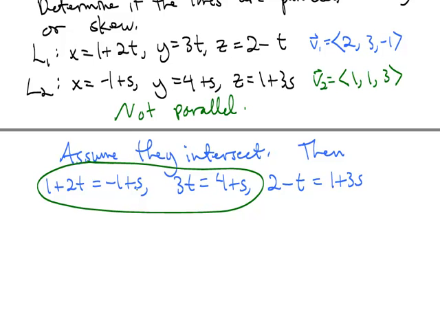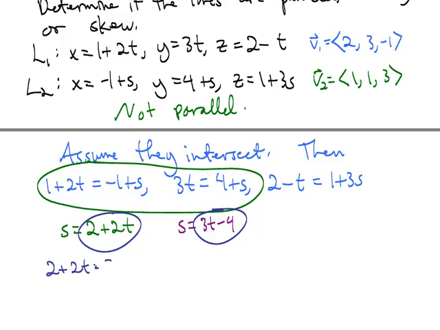So from this first equation, I can solve for s. Adding a 1 to both sides, I see that s is equal to 2 plus 2t. My daughter hates this problem. And then here I can solve this one for s. Subtracting 4 from both sides, I get s is equal to 3t minus 4. Okay, so I just pick two equations, solve them both for s. And so now I should be able to equate these two here. 2 plus 2t has to equal 3t minus 4. Solve this for t.